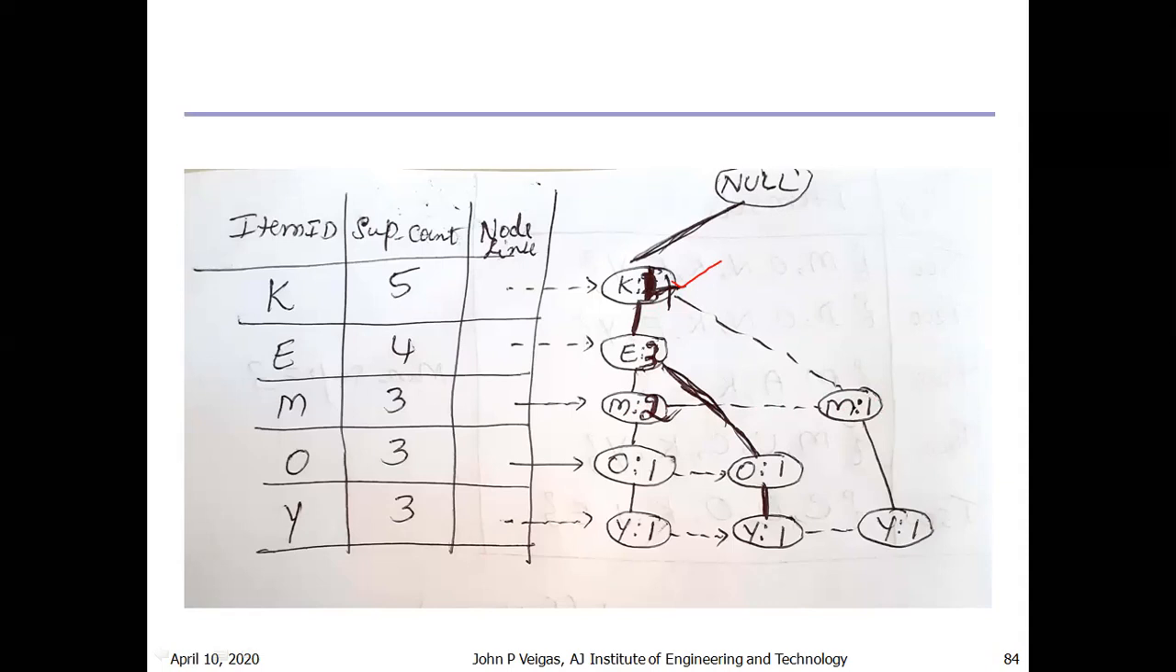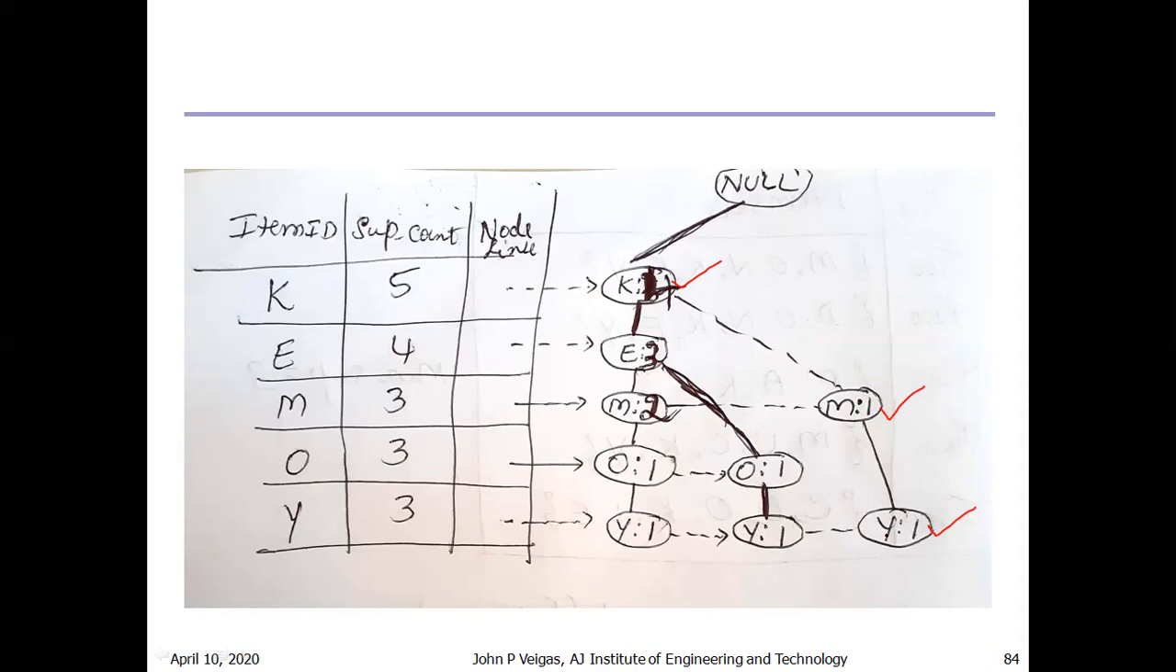So we created a new node, K, then M with the frequency 1. Next is Y. So K, M, Y. So we have created the nodes, and this is the path for K, M, Y.